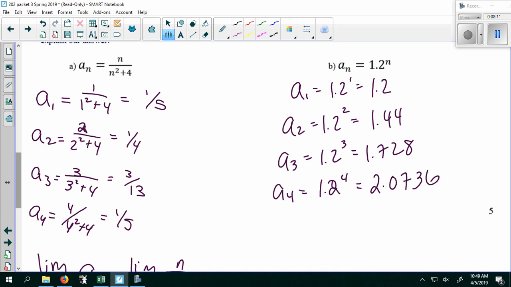All right, what do you think? The limit as n goes to infinity of 1.2 to the n. Infinity, yeah. If you continuously multiply by 1.2, the values are just going to grow and grow and grow, because 1.2 is bigger than 1. So we say this sequence diverges.